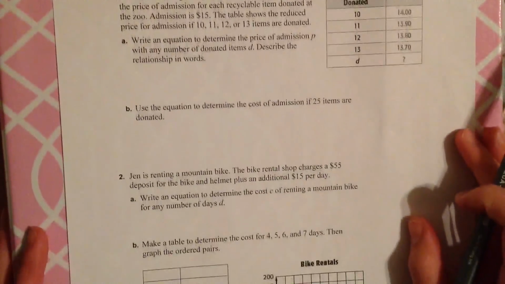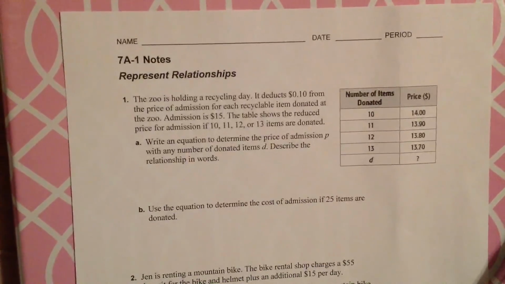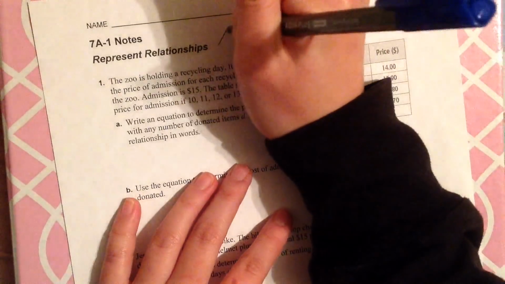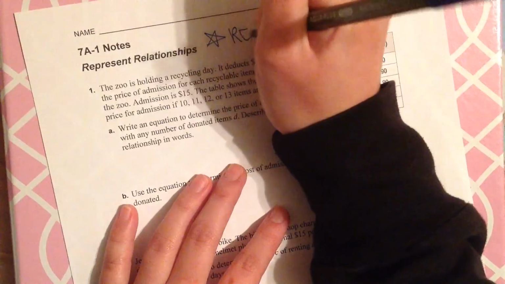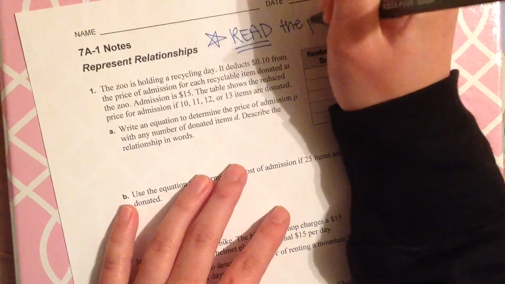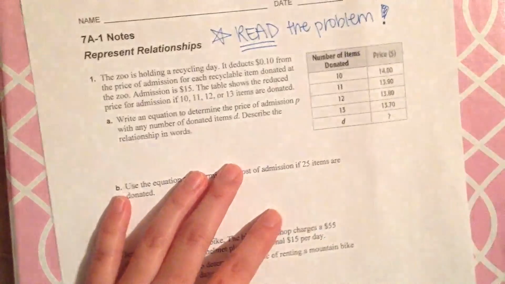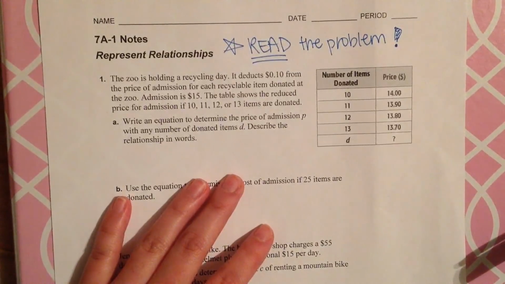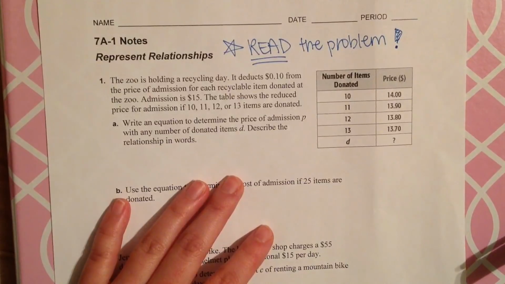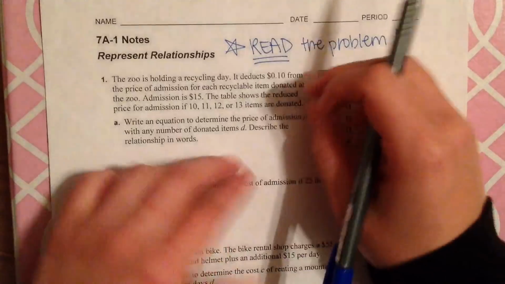So I'm just going to work through a problem in your notes to review some of the things that we've already been over. The first thing I want you to write at the top of your paper, really big, is read the problem. That might seem extremely obvious, but I know a lot of students will skip it. They'll just be like, oh, 10, 11, 12, 13, there's my answer, instead of reading the entire problem.